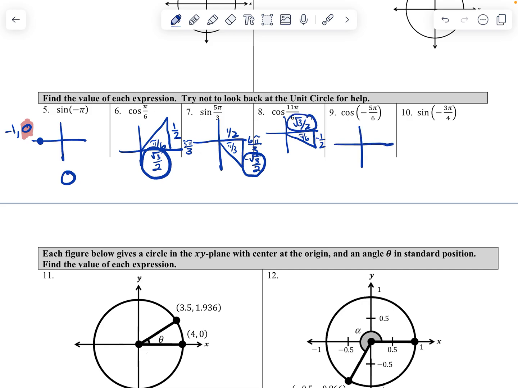Negative 5 pi over 6. Well, this is negative 6 pi over 6, right? Because negative pi. So negative 5 pi over 6 would be right beneath that. So there's pi over 6. So we have negative half, negative root 3 over 2, and cosine is our x, so negative root 3 over 2. Negative 3 pi over 4. Well, this is negative 4 pi over 4. So negative 3 pi over 4 would be here, with pi over 4 as our reference angle. Negative root 2 over 2, negative root 2 over 2, and sine is our y value.